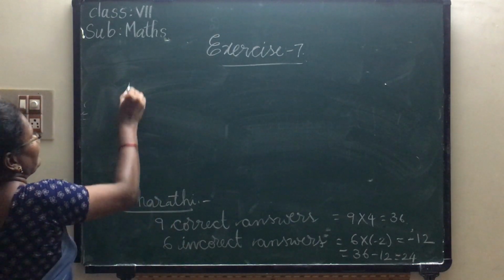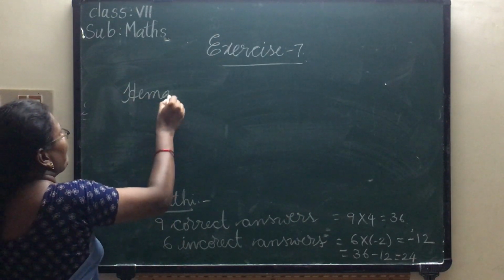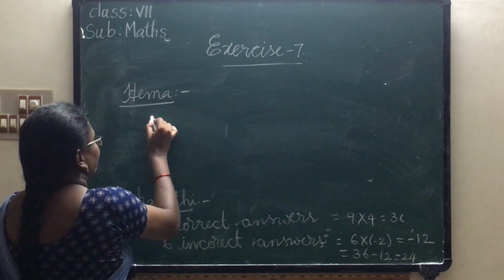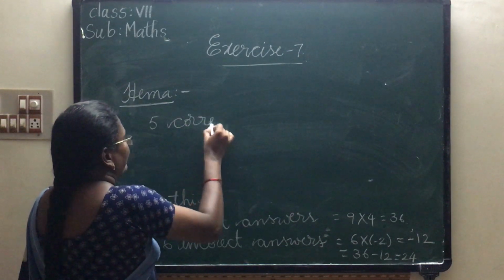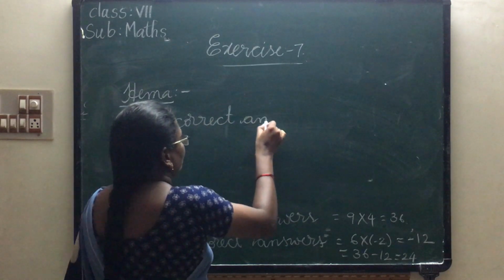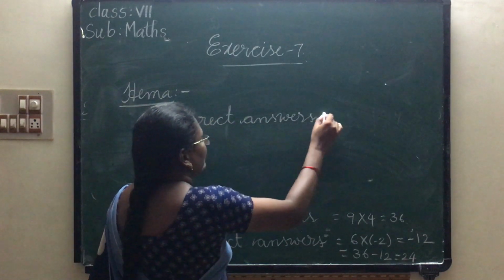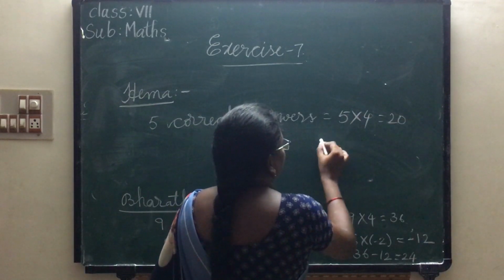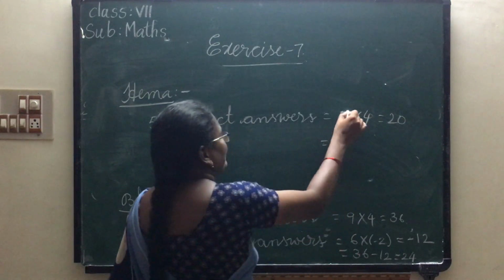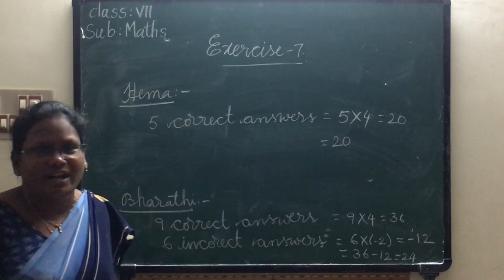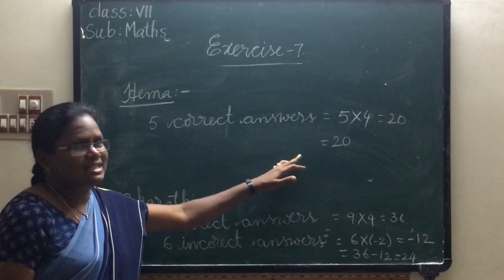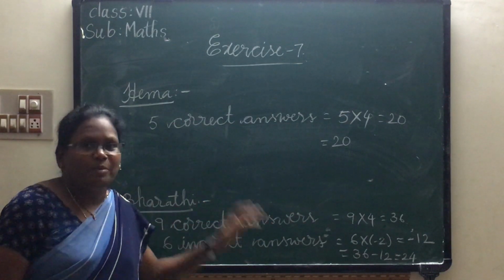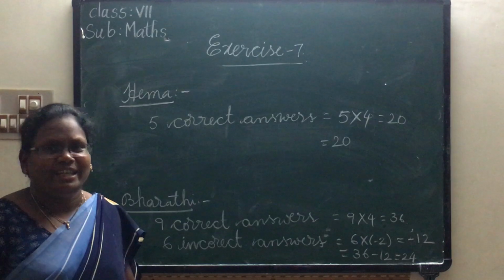Here, Hema attempted only 5 questions, and all 5 are correct. 5 correct answers is equal to how much? 5 fours are 20. She did not attempt all questions, only 5, and those 5 are correct. Here, what is the answer? 20. Bharati's score is 24. Hema's score is 20. The remaining 4 sums we will learn in the next class.